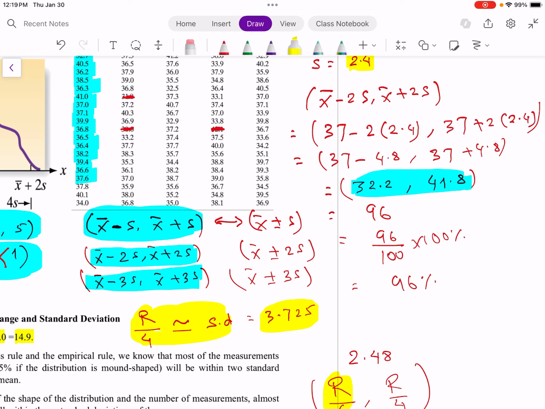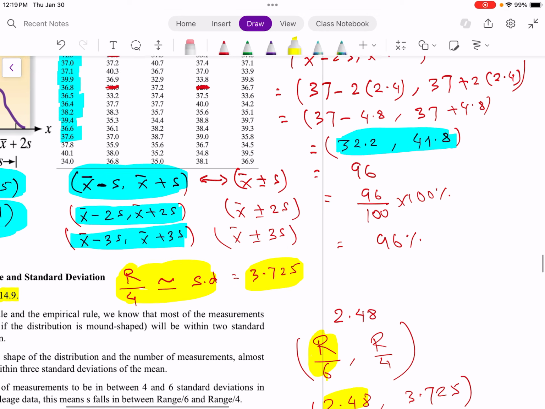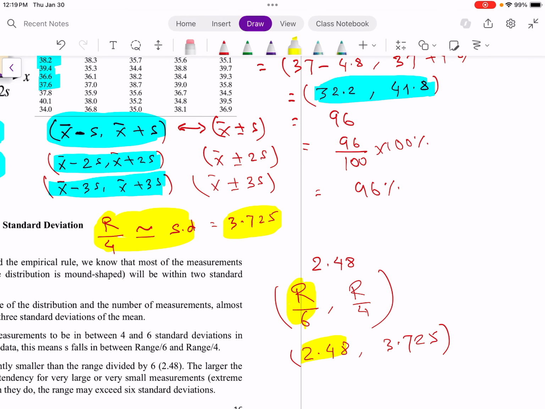And it's not wrong if you divide your range by 6. That's still correct. So we get our standard deviation, so it's more precise. For example, you find range divided by 4, you find range divided by 6, and you get an interval, and your standard deviation will be within this interval. So it's okay, it's not wrong if you divide by 6.